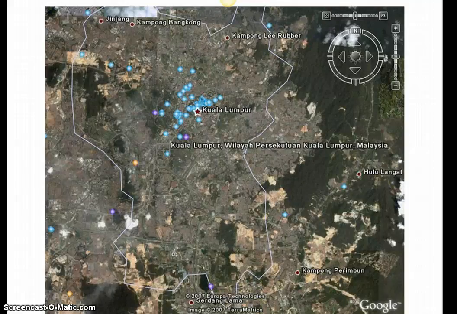This is Kuala Lumpur, surrounded by area. You can see this development. This is the southern side of Kuala Lumpur. Our city is just a little bit south from Kuala Lumpur.